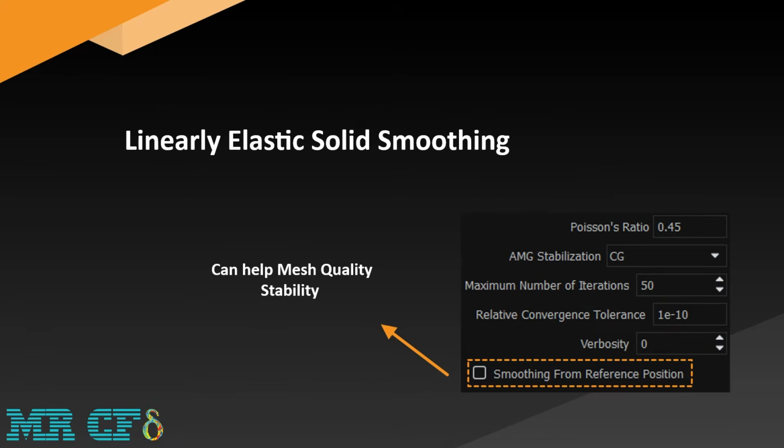When using smoothing methods based on diffusion or linear elastic solid, it is possible to determine a reference position. This feature is useful for cases where there are a large number of periodic movement cycles for static and moving meshes, like turbomachine rotors with blade flutter. In fact, when you ensure that the smoothing method is always performed from a reference location, the quality of the mesh may be more stable from cycle to cycle.